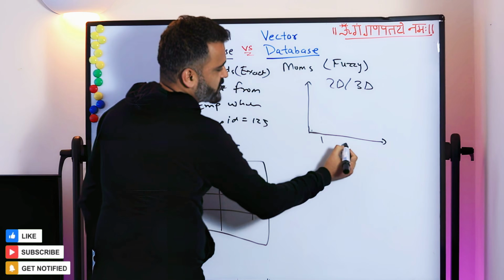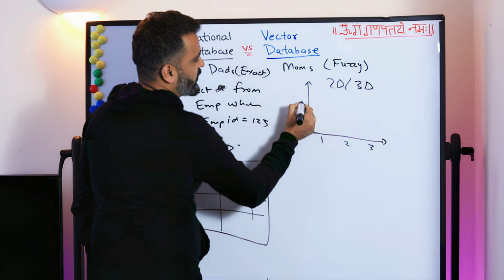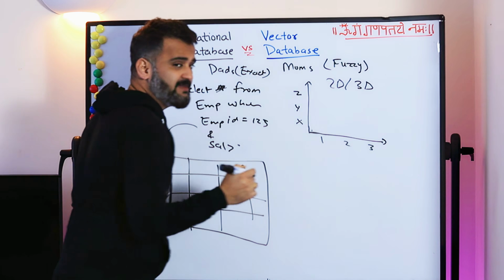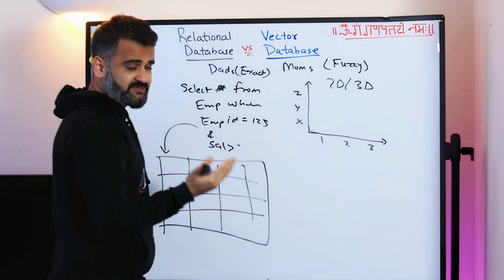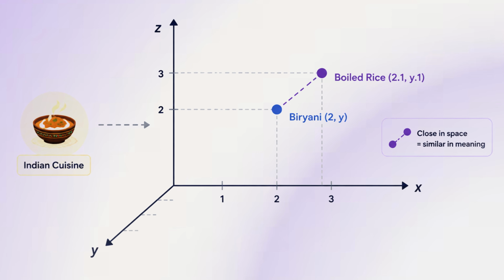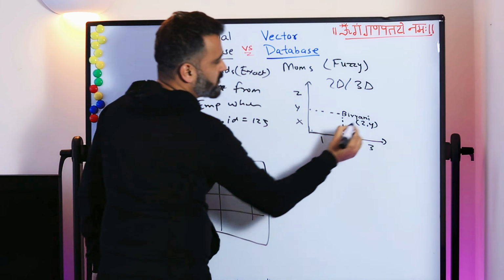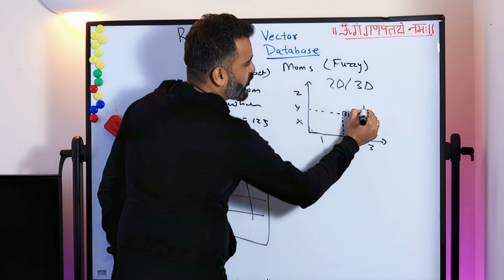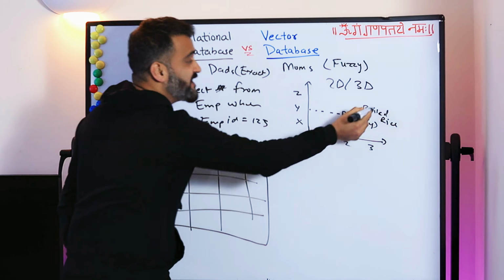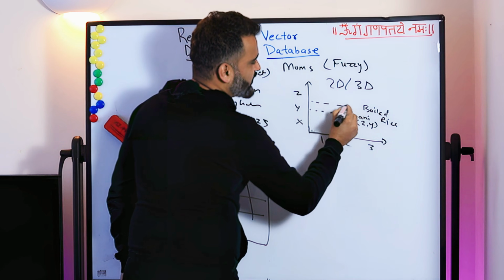For example, this is 1, 2, 3, and similarly it is here X, Y, Z, okay? So for example, if you are storing everything which is related to Indian cuisine, so then maybe here biryani can come in, and this vector would be 2, Y, for example. And then similar to that you will have boiled rice. Now boiled rice is not exactly biryani, but it is very close as far as the meaning is concerned. So it could be somewhere here, okay?